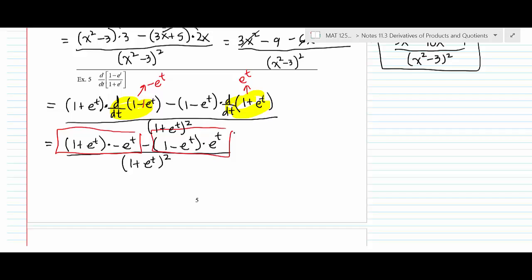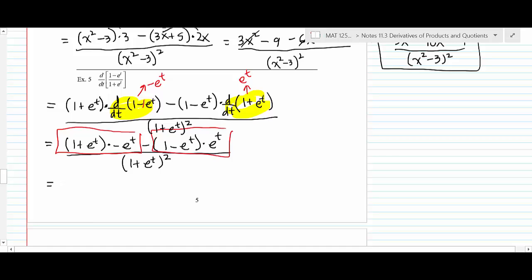E to the t, right? These are not the same. 1 minus e to the t and 1 plus e to the t is not. So you can take that e to the t out. And this is the way you want to learn to do this. When you're doing a quotient rule, you want to look for factors. That's real important. So watch carefully.